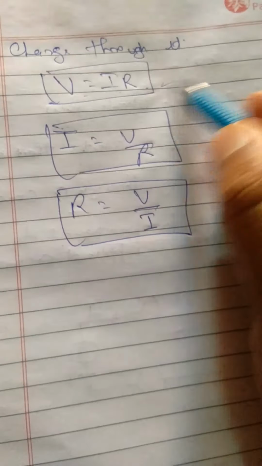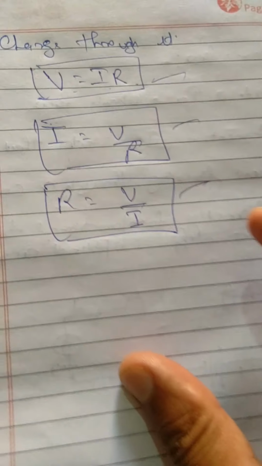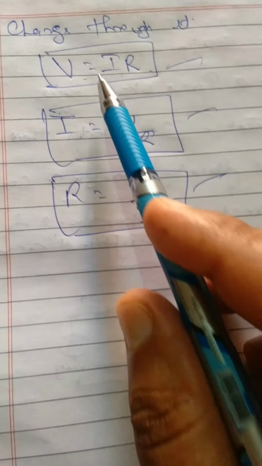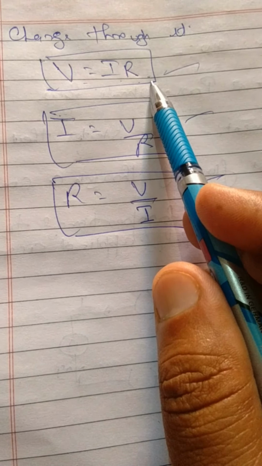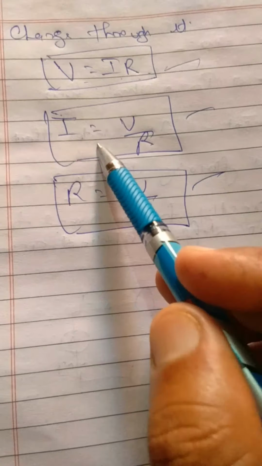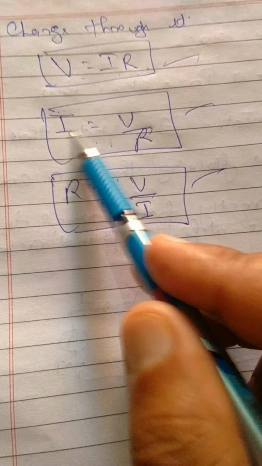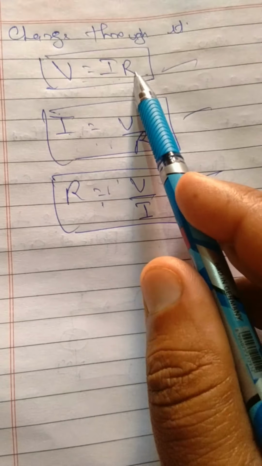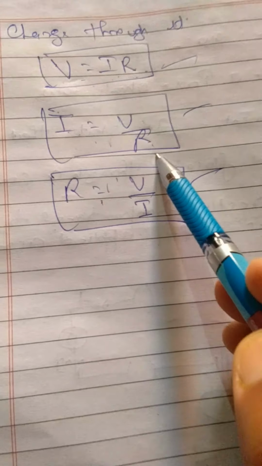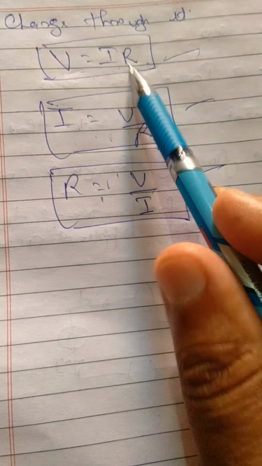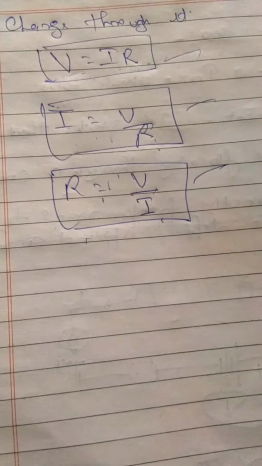Okay beta, these three expressions are most important for numerical session. V is equal to IR, this is Ohm's law. From this single formula we can calculate two more formulas, that is I is equal to V by R. I is here, R upon this side, divide this by V by R. If we calculate R, then R is equal to V by I.